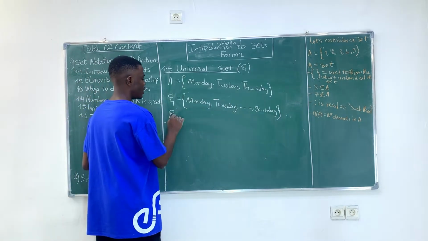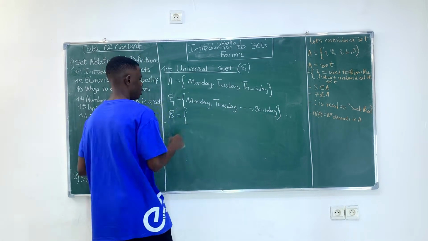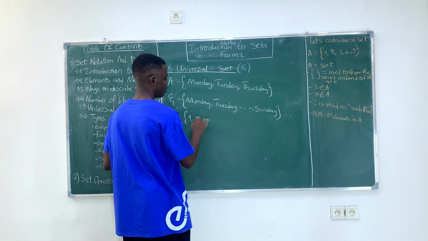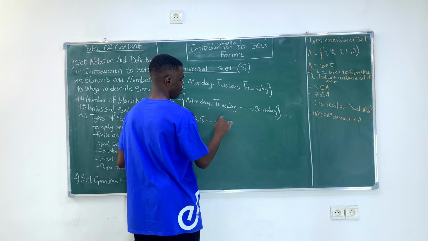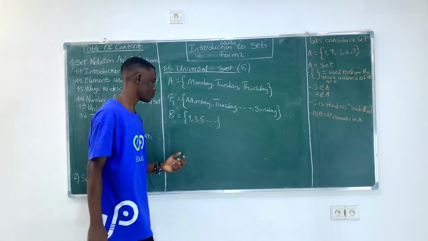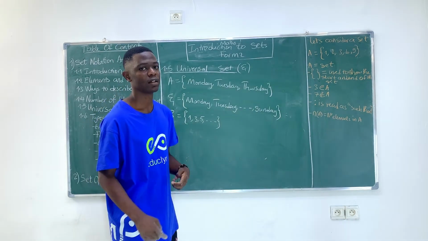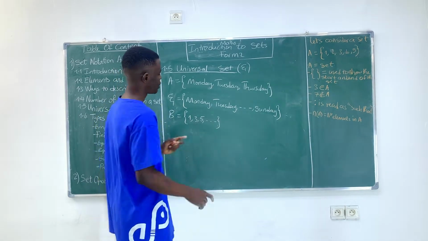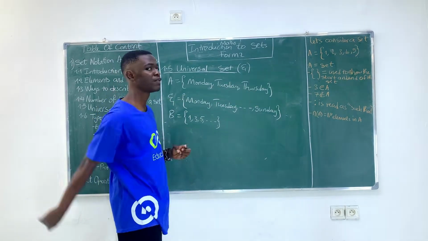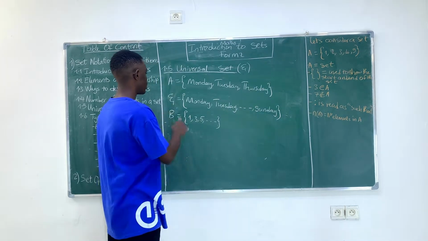So likewise, if you have a set containing 1, 3, 5, and so on, leave it like that. This is a set which contains all of the odd numbers, starting from 1 to positive infinity. So what will be my universal set here?